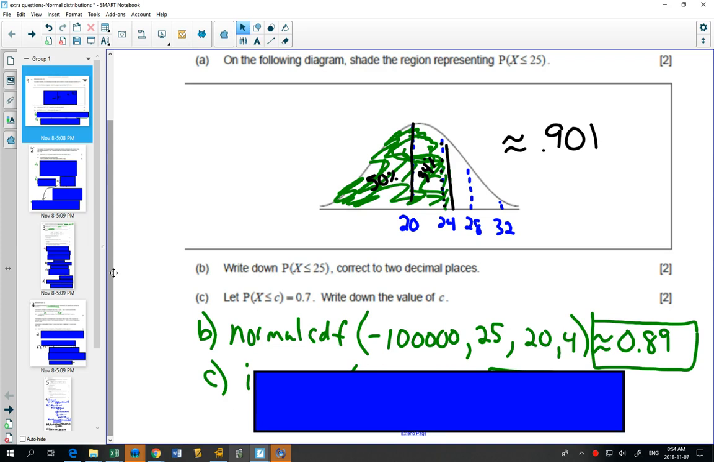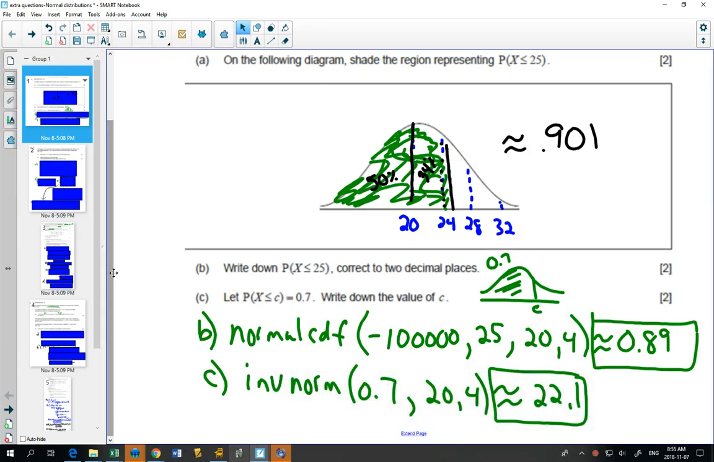Let P(X ≤ c) equal 0.7. So now we're imagining, if we draw a little, I love drawing the little curves, there's c, that area is 0.7. If we're given the percentage and we want to find a score, that's where we use the inverse norm. And so we get 22.1.